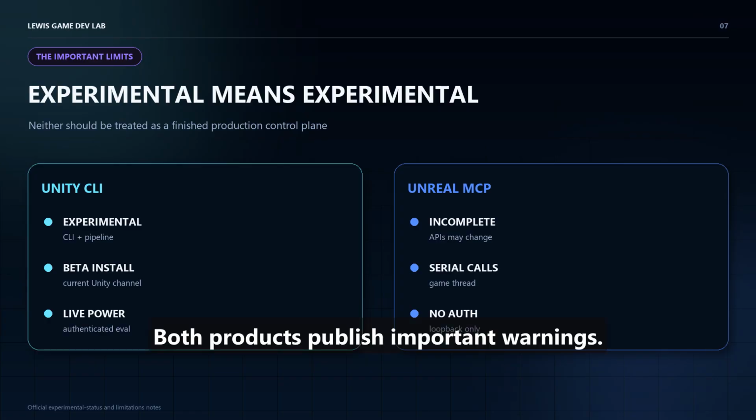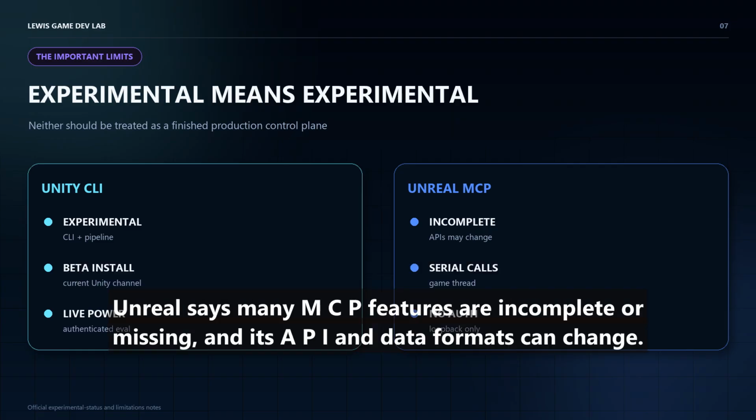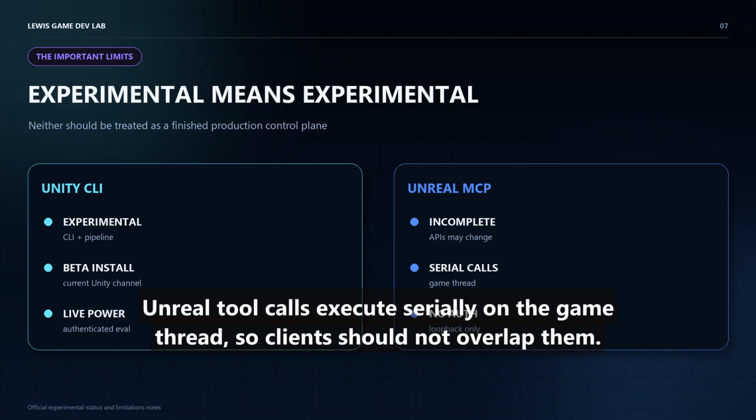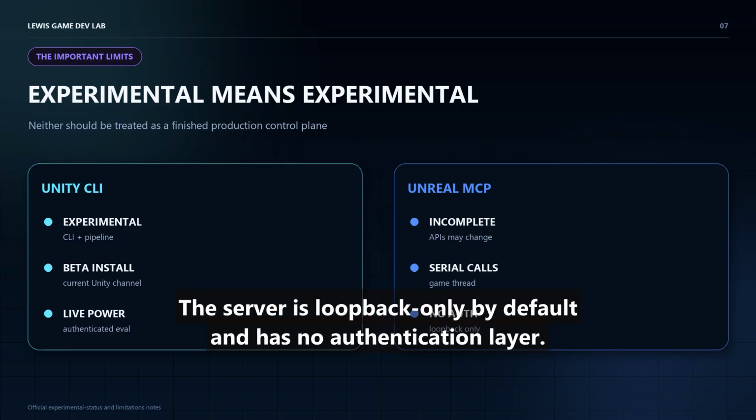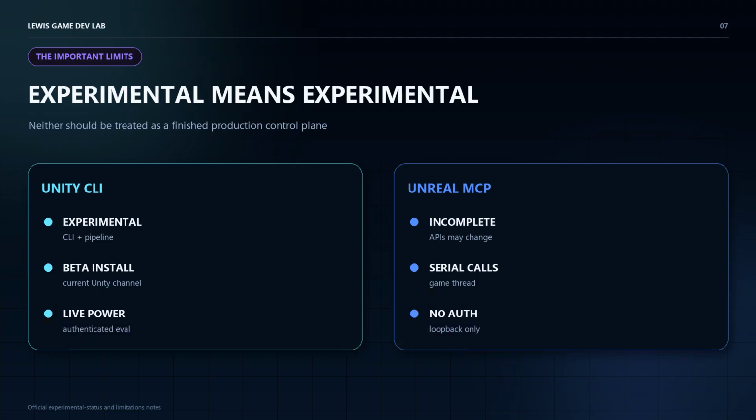Both products publish important warnings. Unity labels the CLI and pipeline package experimental, and the current installer uses a beta channel. Unreal says many MCP features are incomplete or missing, and its API and data formats can change. Unreal tool calls execute serially on the game thread, so clients should not overlap them. The server is loopback only by default and has no authentication layer. Cooked builds can host the server, but editor tool sets are not automatically discovered there and must be registered directly.